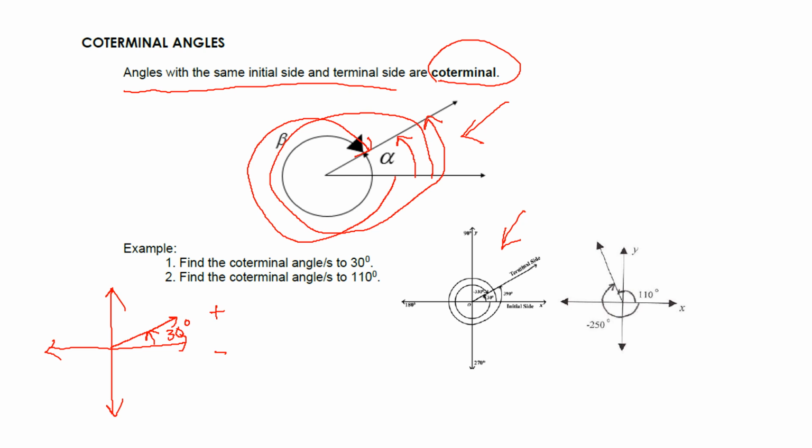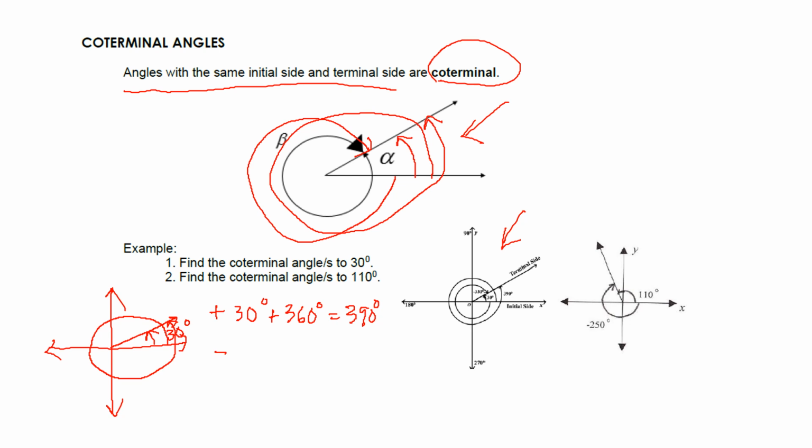Now, if it's a positive angle, beginning from your initial side going to the terminal side and then going counterclockwise, we say that the beginning angle is 30 degrees. We move again going to 360 degrees, so that's plus 360 degrees. So we have 390 degrees. That's one for positive.